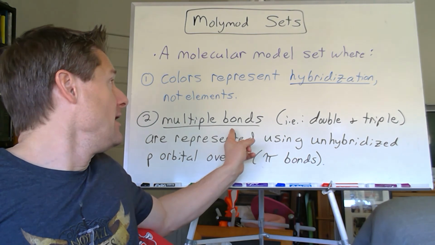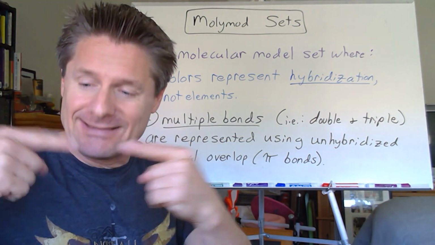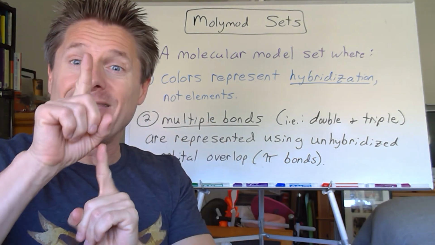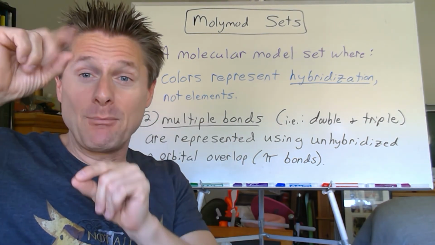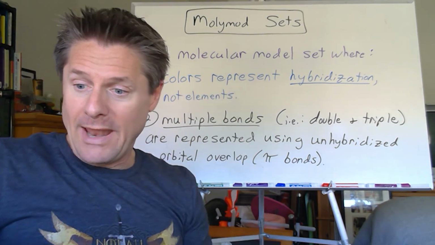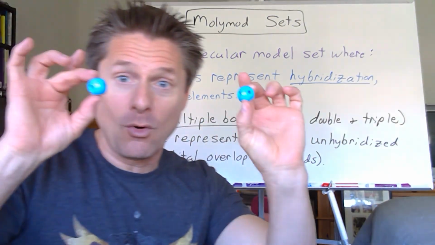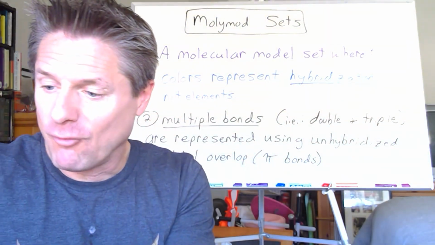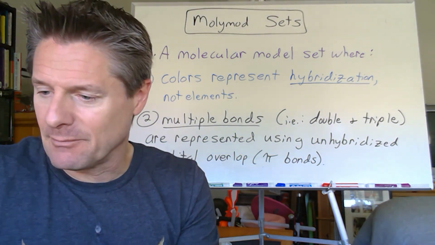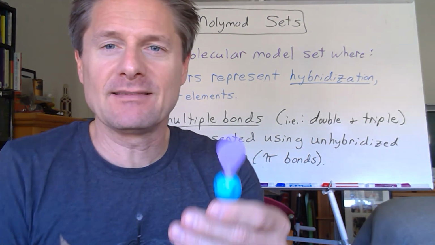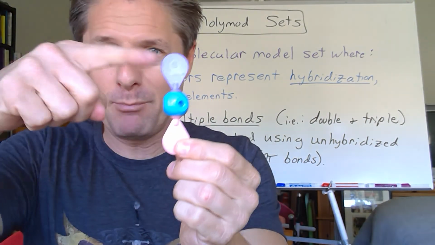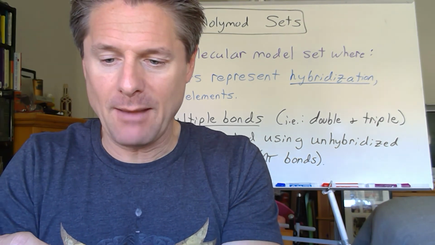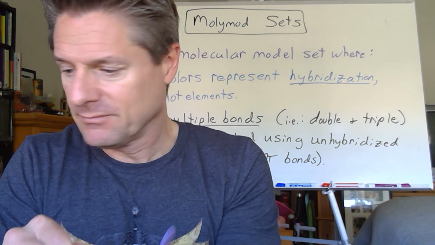It's perfectly fine. For multiple bonds, remember a multiple bond has a sigma bond, right? Head-on overlap between 2 orbitals. And then a multiple bond also has a pi bond. You have an unhybridized p orbital on one atom and an unhybridized p orbital on another atom. And those unhybridized p orbitals overlap. So for example, let's say I had something like this. Let's say this is an atom with an unhybridized p orbital, right? Positive lobe, negative lobe. Let's say I have another atom also with an unhybridized p orbital.